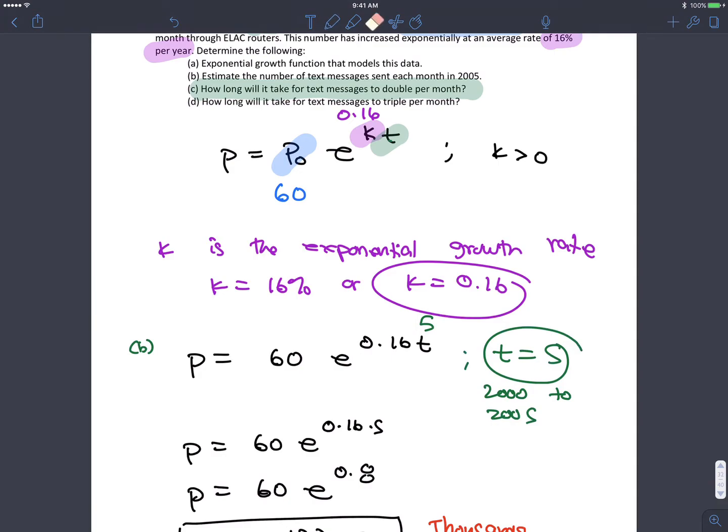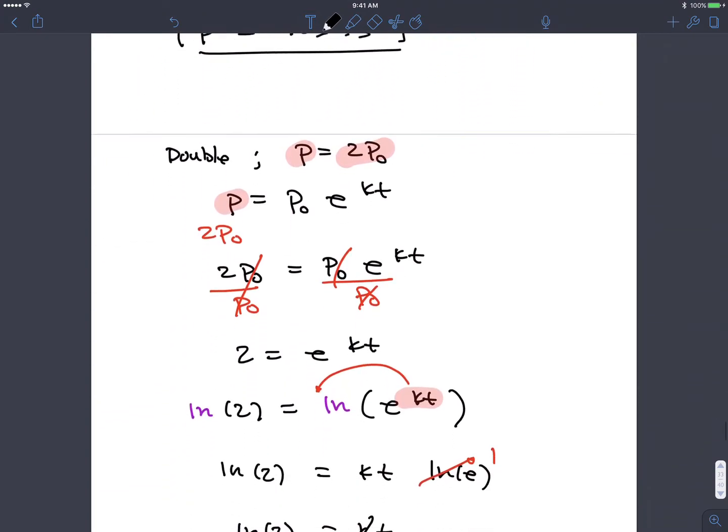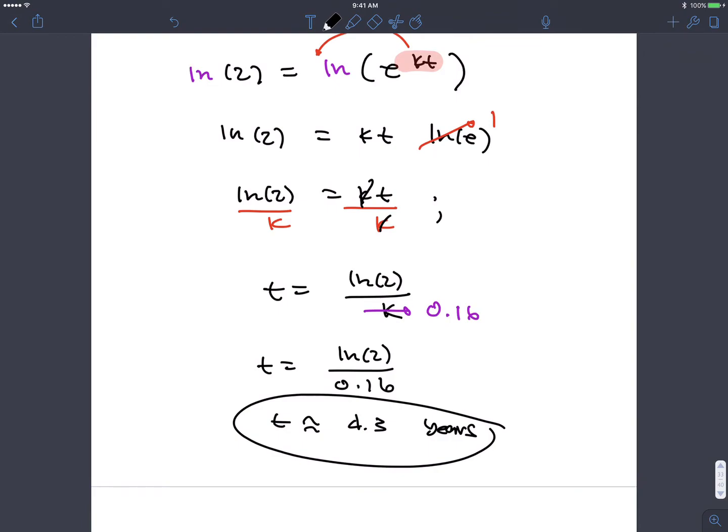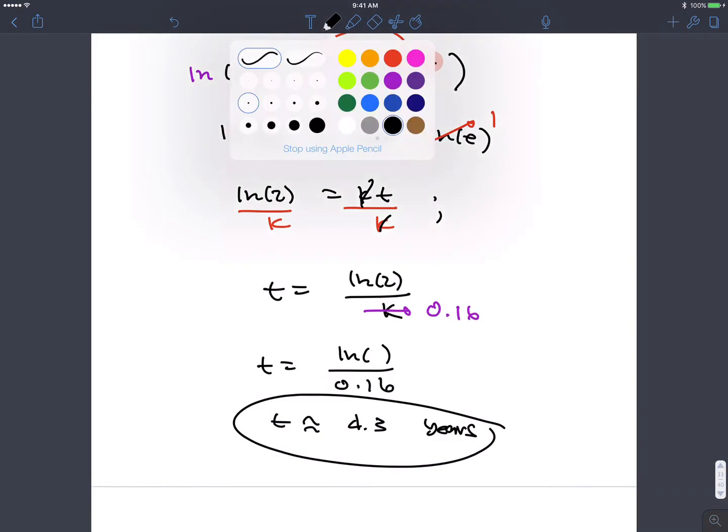Now, again, look at the next question here. This is D. How long will it take for the number of text messages to triple every month? Well, again, it's just like we derived in class. What's going to change now for this question is simply this: instead of doubling, we're going to triple.